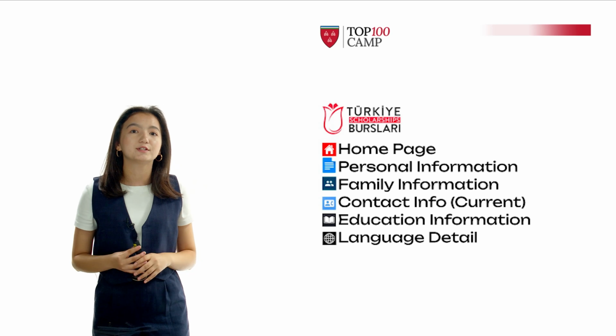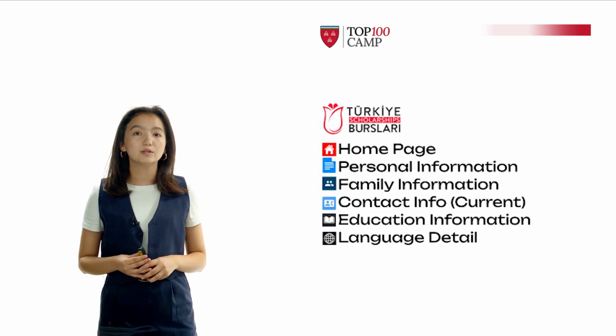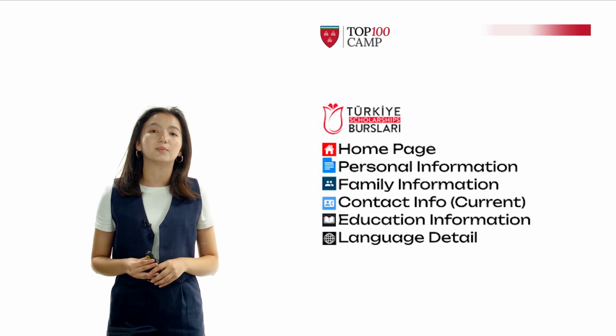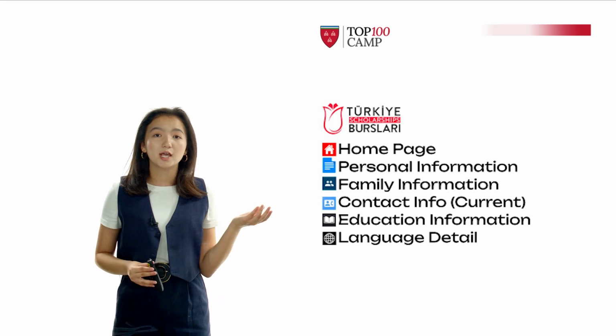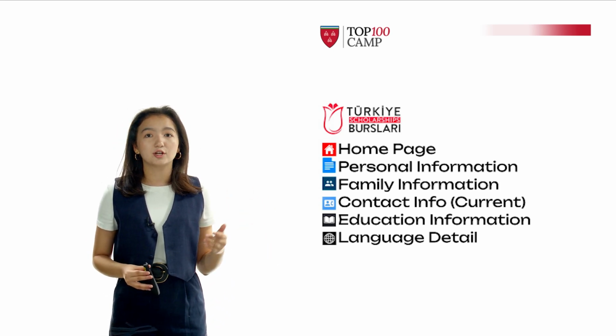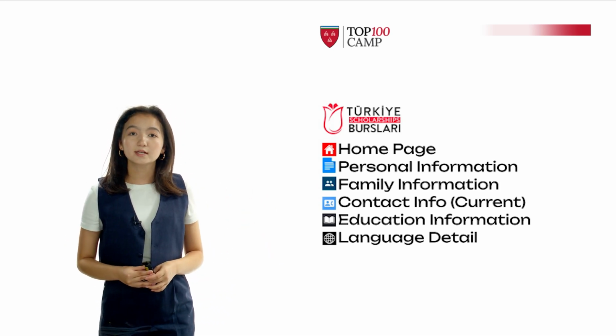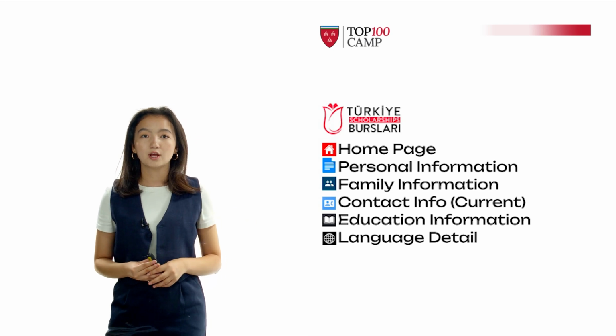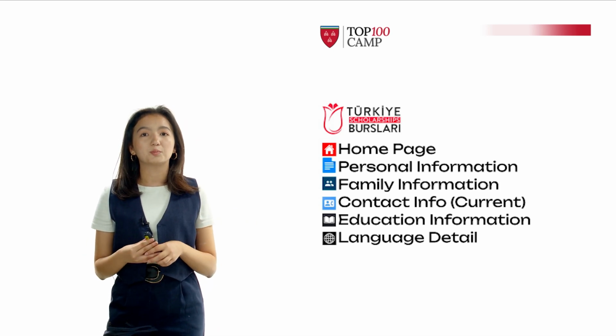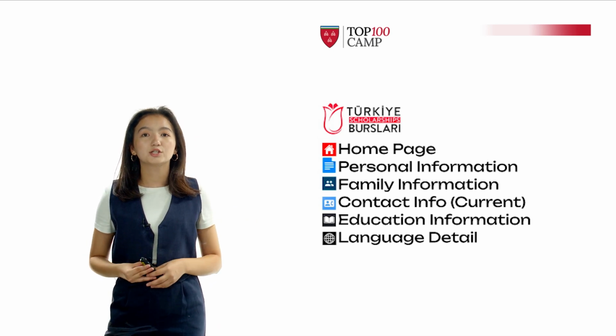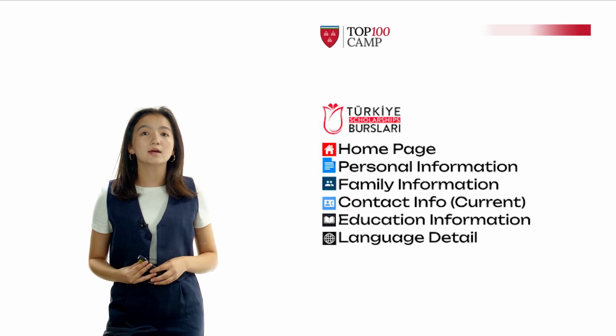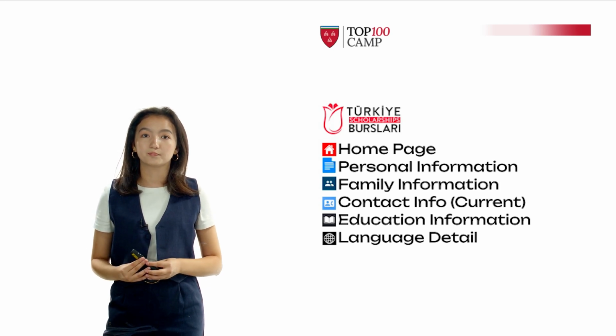Next, we have personal information. Here, you need to fill out all of the data about yourself, such as your name, your surname, your age, and birth date. Next, we have family information. Here, you need to mention your parents' names, their occupation, your family background, and household income as well.